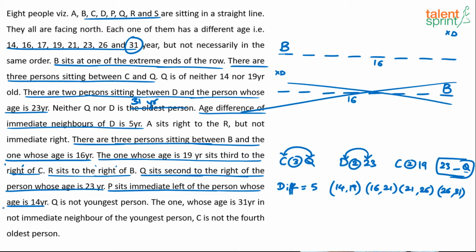P is on the immediate left of 14 years. So where would P come? P is on the immediate left of 14 years, meaning if this is the 14-year-old guy, P would come here. So they are neighbors basically. P and 14 years are neighbors and P is on the immediate left.